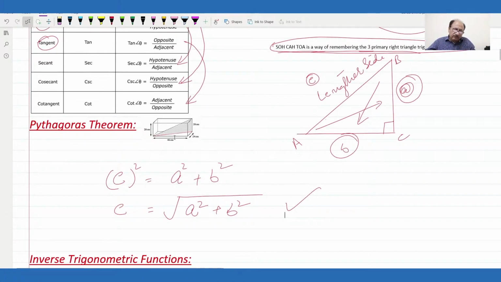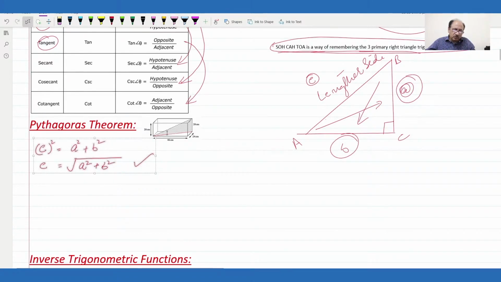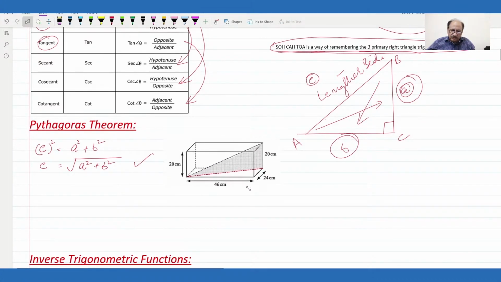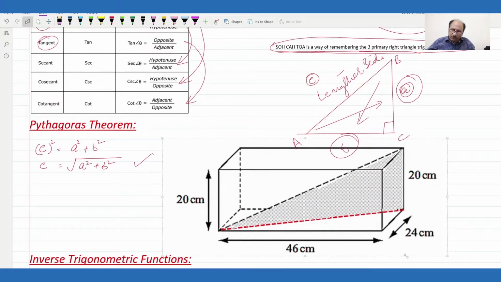And in exams they are giving difficult questions. They are not giving straightforward questions, they are giving difficult questions. So I have just copied a diagram for your consideration, that in exams you will be getting this type of questions.